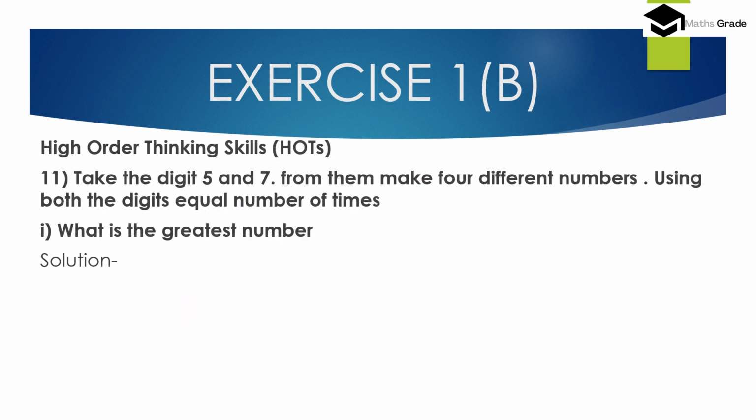Now question number 12, a high order thinking skill question. Take the digits 5 and 7, and from them make 4 different numbers using both the digits an equal number of times. First bit: what is the greatest number? We have to find the greatest number using the digits 5 and 7, and both digits should be used an equal number of times.